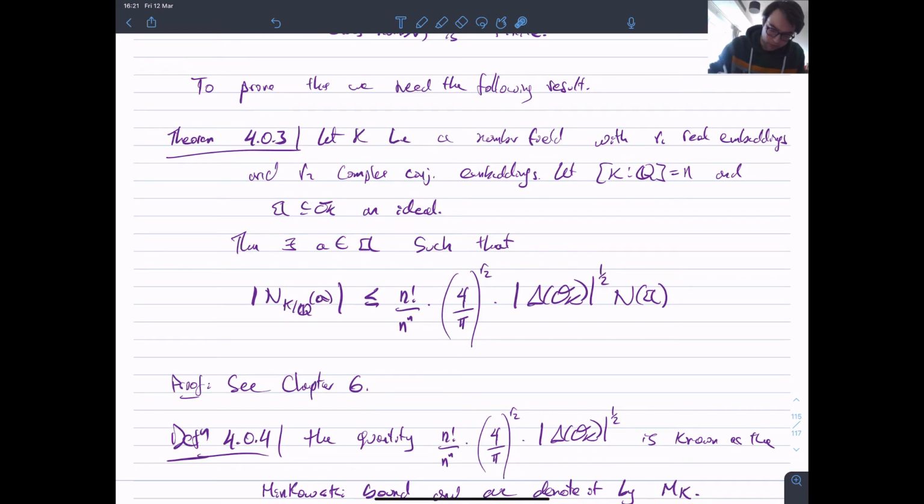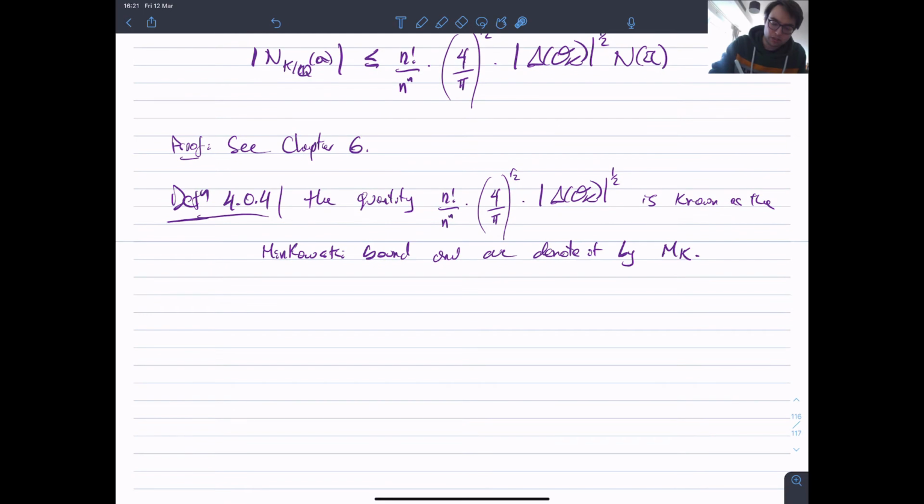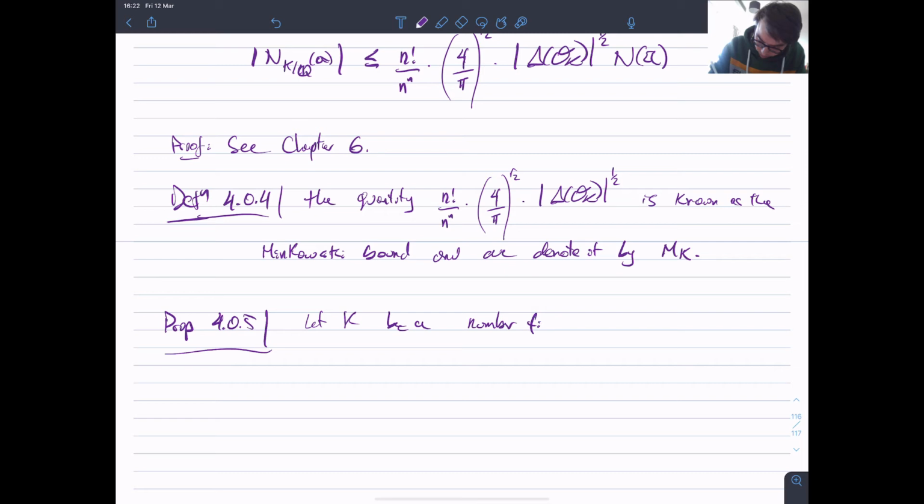Okay, so this is the theorem that we're going to use now, and I'm going to start moving towards proving the result here, but we still need some of the results. So here's a small proposition that we need beforehand. Proposition 4.0.5. Let K be a number field.